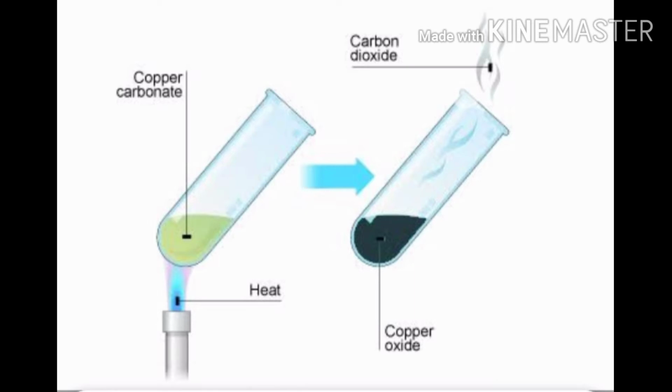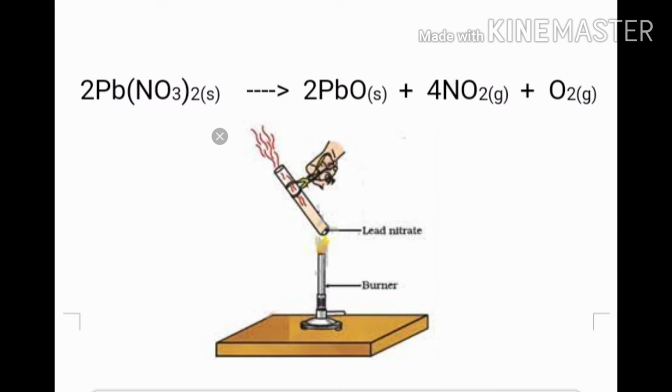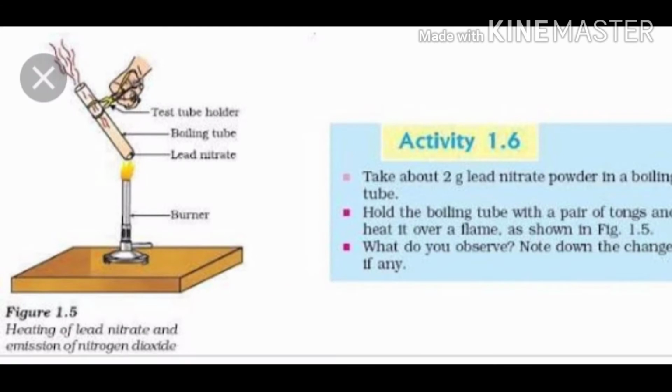Similarly, when copper carbonate is heated in a boiling tube, it changes to black colored copper oxide while releasing carbon dioxide gas. When lead nitrate is heated in a boiling tube, it changes to yellow colored lead oxide with the evolution of reddish brown nitrogen dioxide gas.